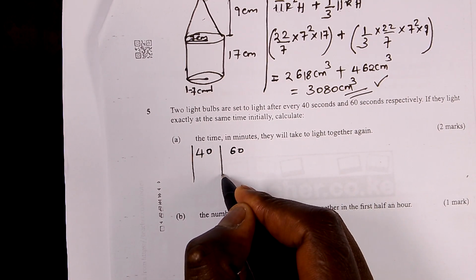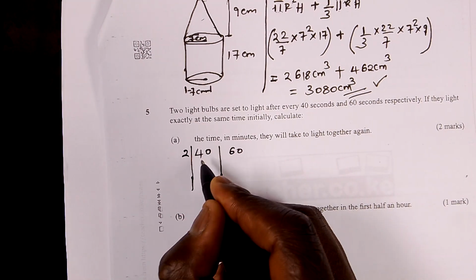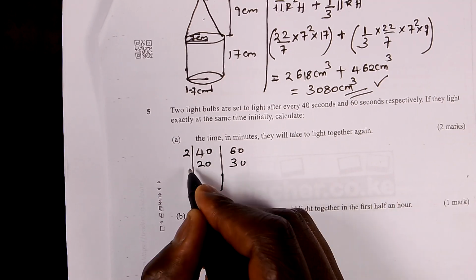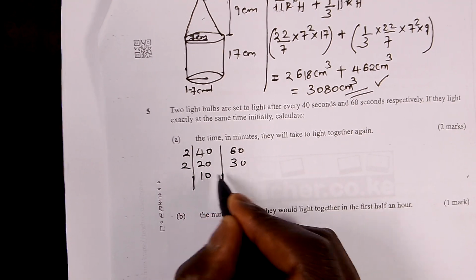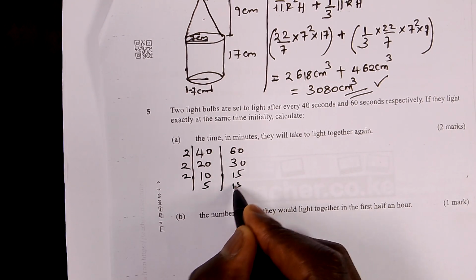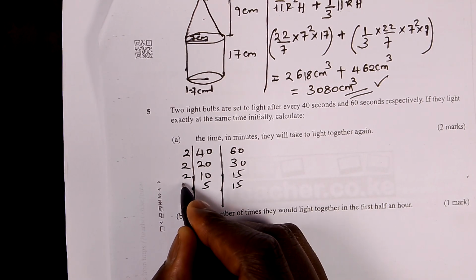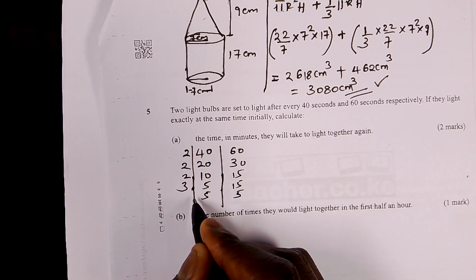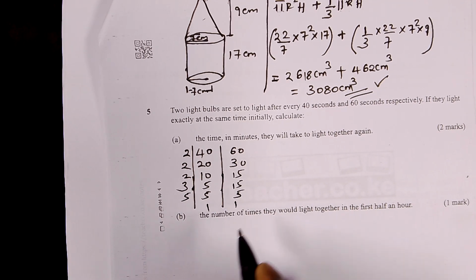So we can start with the least common multiple, which is 2. Dividing by 2, we will have 20 and 30. By 2, we will have 10 and 15. By 2, we will have 5 and 15. The next least common multiple is 3. By 5, we will have 5, and by 15, we will have 5. Then by 5, we have 1, 1.